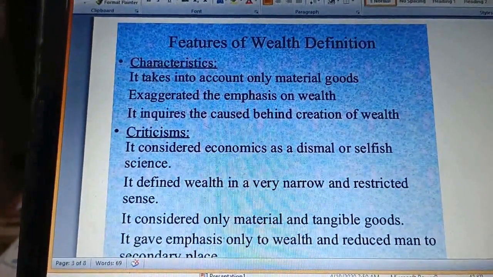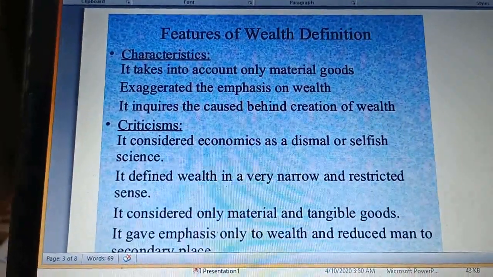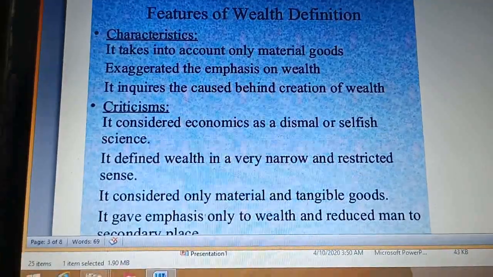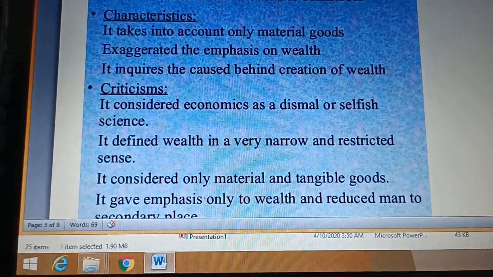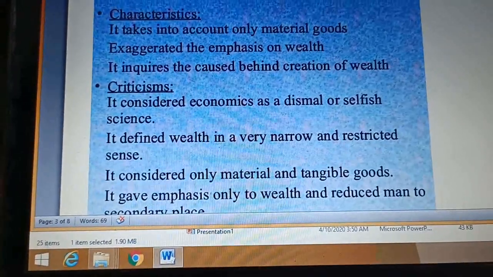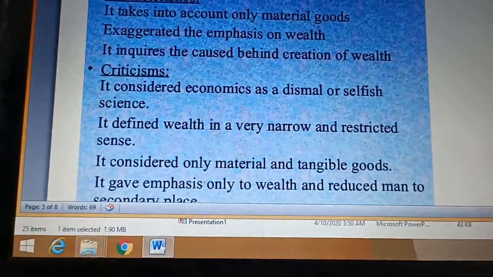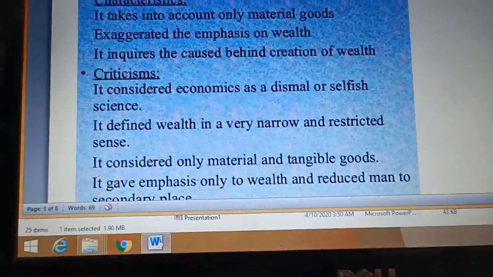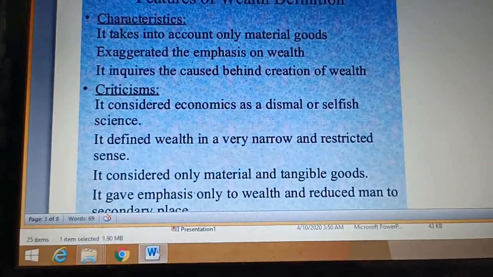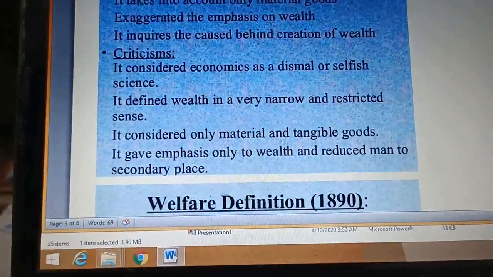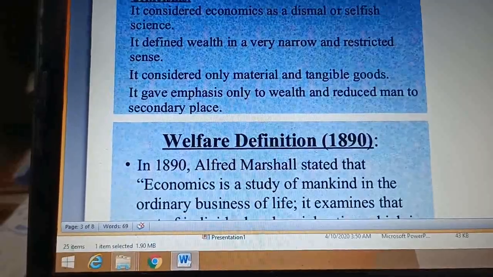It defines wealth in a very narrow and restricted sense, meaning he defined wealth in a narrow concept. It considers only material tangible goods. It doesn't consider intangible goods. Basically, we have to see that he defined this concept in 1776. What we are going to see in the world today was not there at that time. That's why the definition at that time was different.